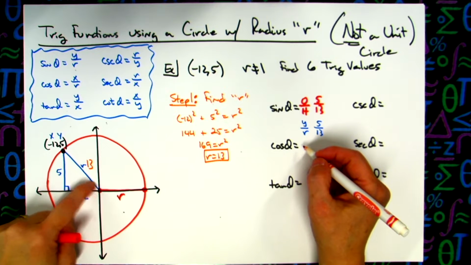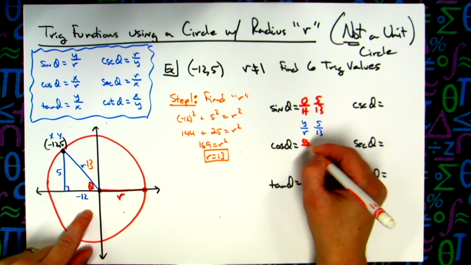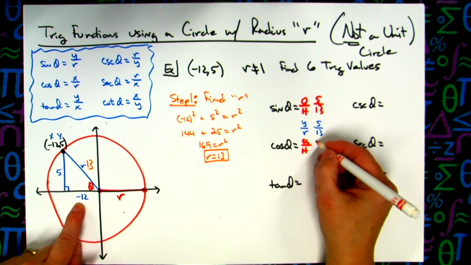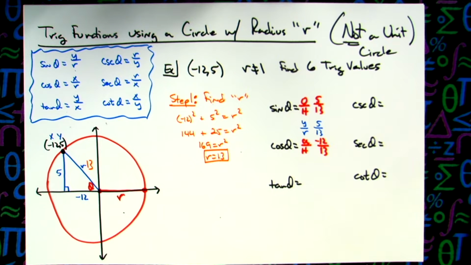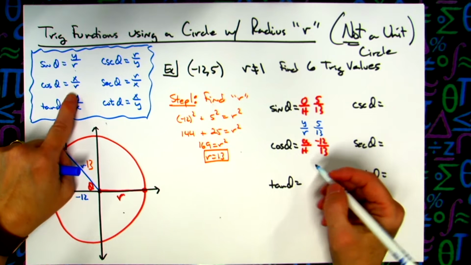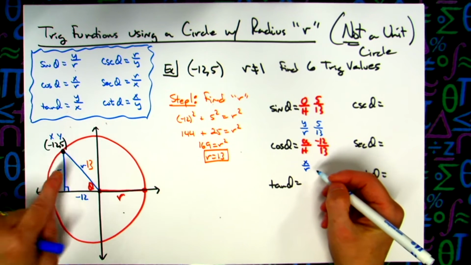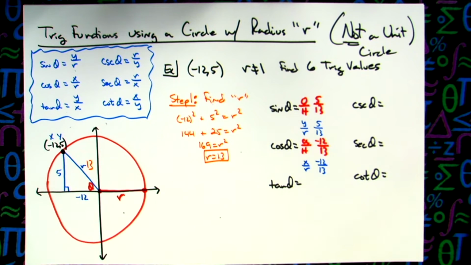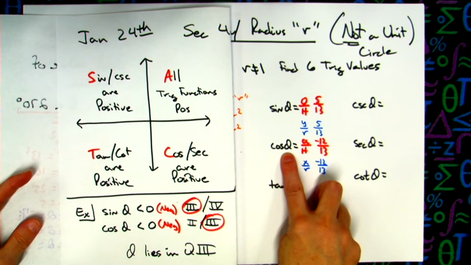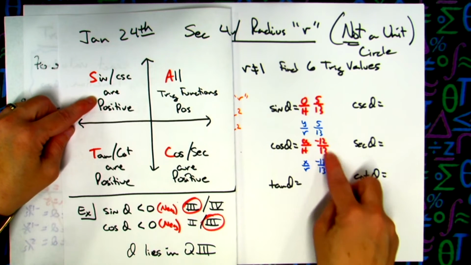Cosine is adjacent over hypotenuse, which would be negative 12 over the hypotenuse, which is 13. I could do it that way, or I could use x over r. My x value is negative 12, and my r value is 13. I'm just trying to get you to see that you can do these questions more than one way. And if we look at that chart, cosine in the second quadrant is supposed to be negative, and my answer is negative.